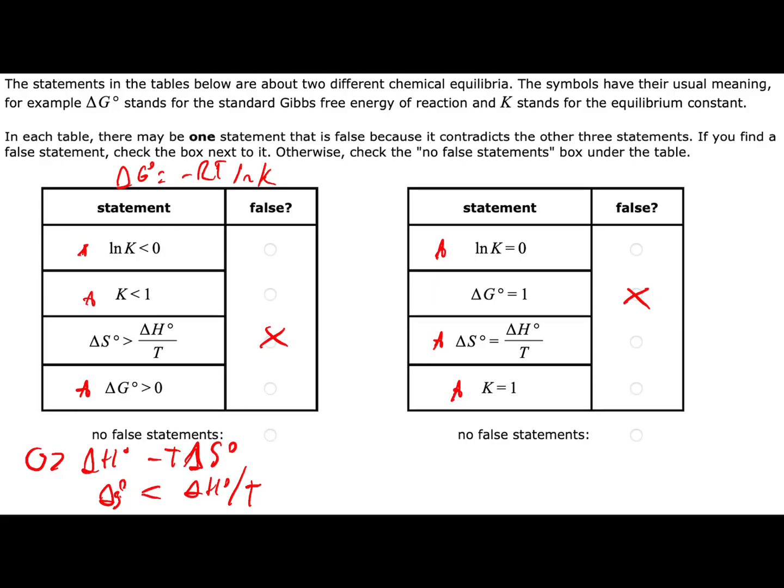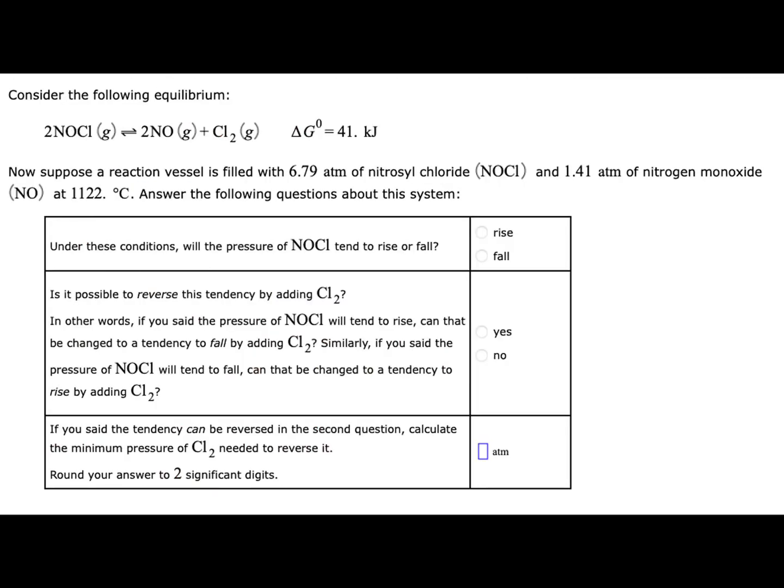Let's look at one more example to synthesize these concepts together. And that is this problem. We have the reaction here of nitrosyl chloride decomposing to 2 moles of nitrogen monoxide and 1 mole of chlorine gas. And we are told here that delta G0 for this reaction is 41 kilojoules. Suppose a reaction vessel is filled with 6.79 atmospheres of nitrosyl chloride and 1.41 atmospheres of nitrogen monoxide at 1122 Celsius. Answer the following questions about the system.